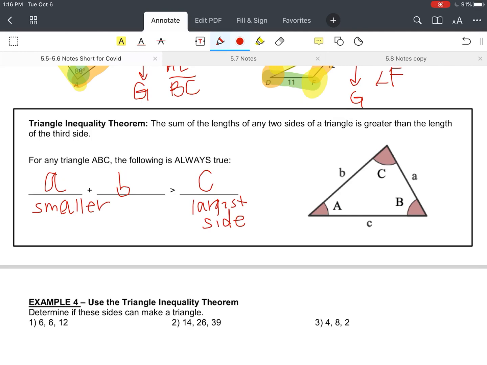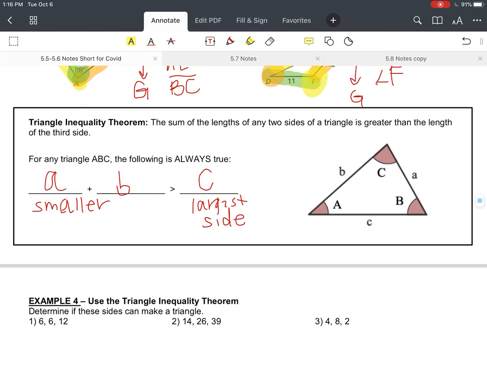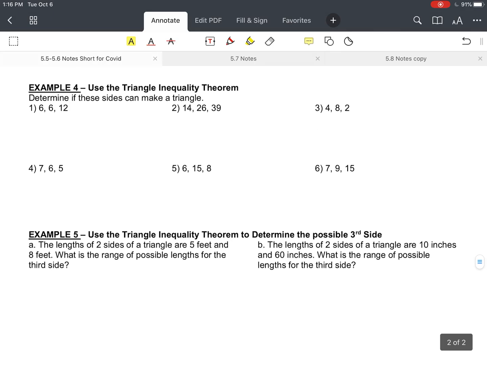So to see if a triangle is possible, you add the two smaller sides together and compare it to the largest. If it works, then it is a triangle. If it's not, then it's not a triangle. So let's look here. Determine if these three sides can make a triangle.